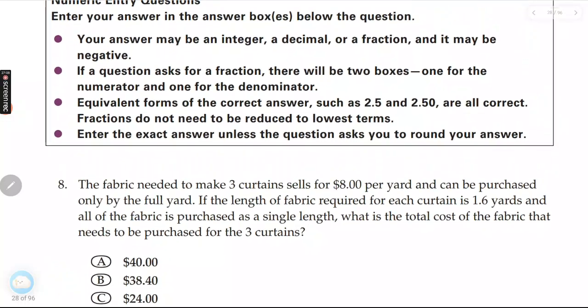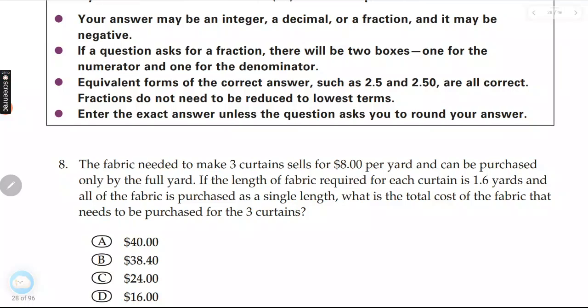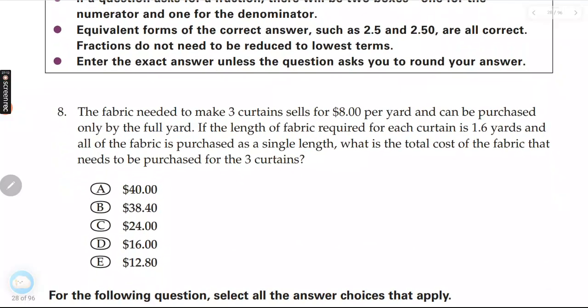Okay, can be purchased only by the full yard. If the length of fabric required for each curtain is 1.6 yards and all the fabric is purchased as a single length, what is the total cost of the fabric that needs to be purchased for the tray curtains?